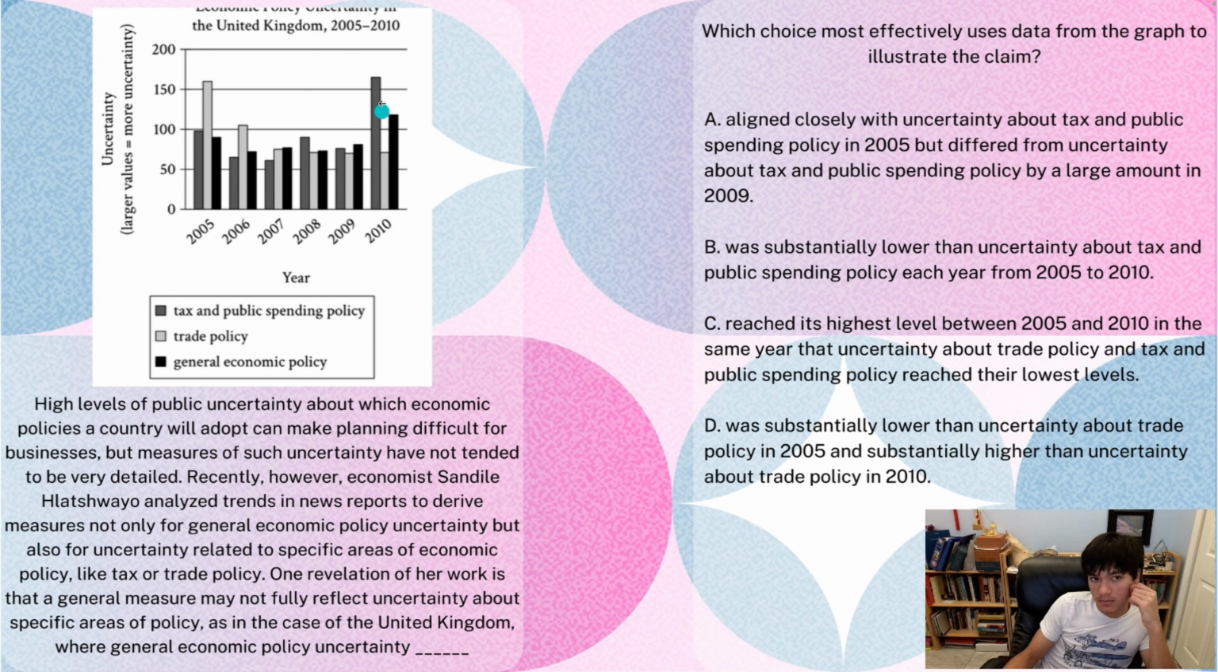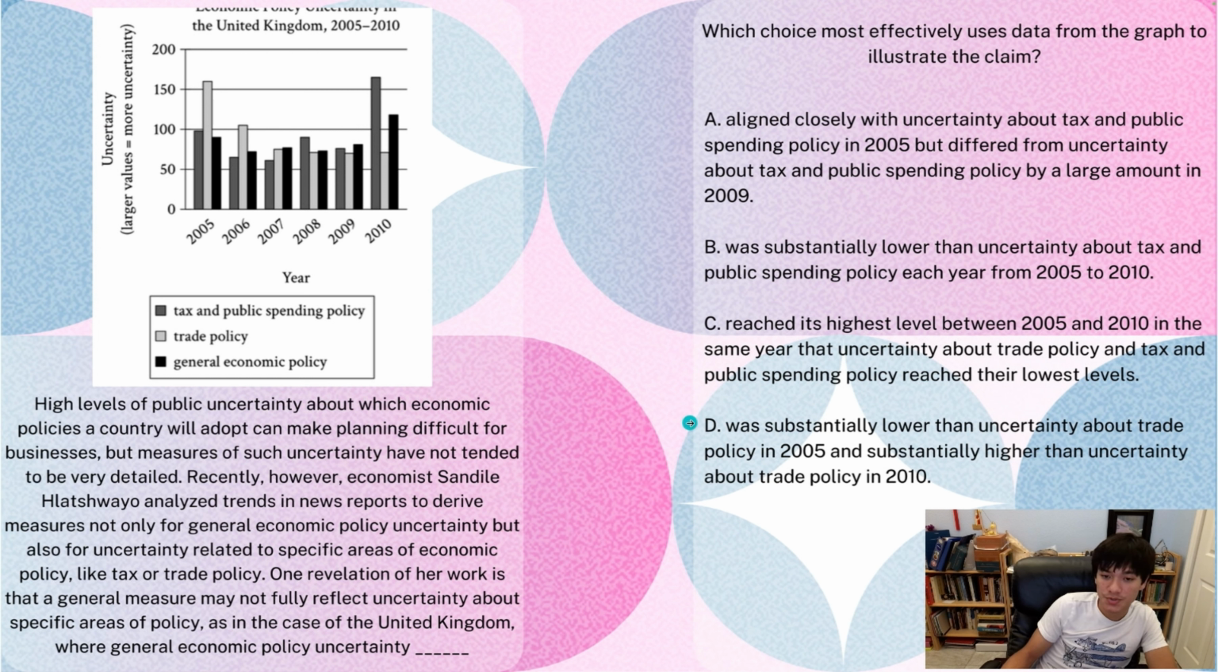Well, right here, it reached its highest level. It's actually higher than general economic policy. So that's not supported by the graph. And D was substantially lower than uncertainty about trade policy in 2005 and substantially higher than uncertainty about trade policy in 2010.